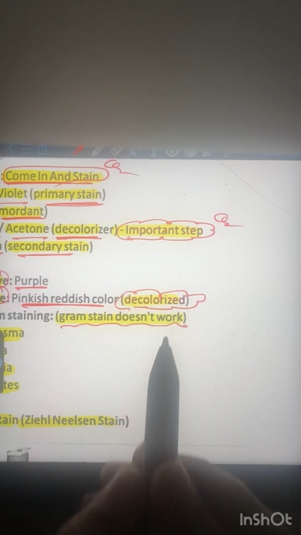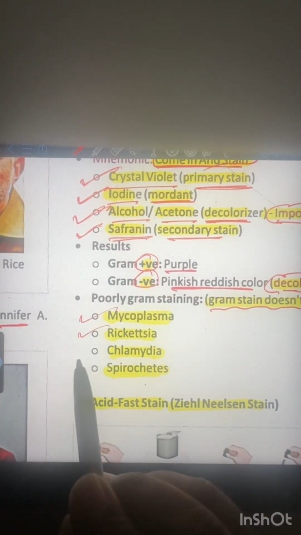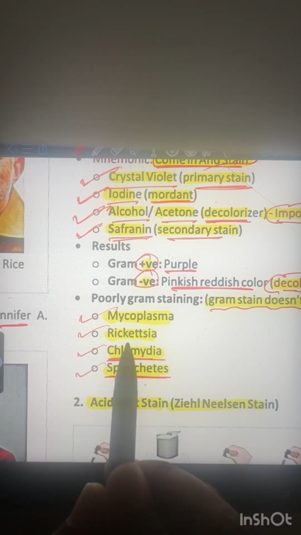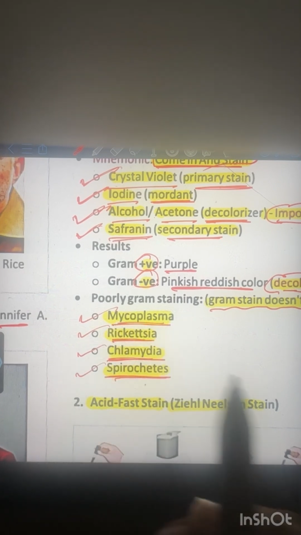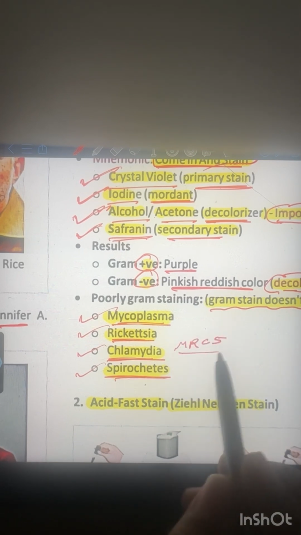What is MRCS? MRCS stands for Mycoplasma, Rickettsia, Chlamydia and Spirochetes. The last 4 chapters of bacteriology are categorized as this only. That is Mycoplasma, Rickettsia, Chlamydia, Spirochetes, MRCS, a very famous surgery exam. That is something which is going to be poorly gram staining. So the gram stain is done. Shall we move on to the next one?